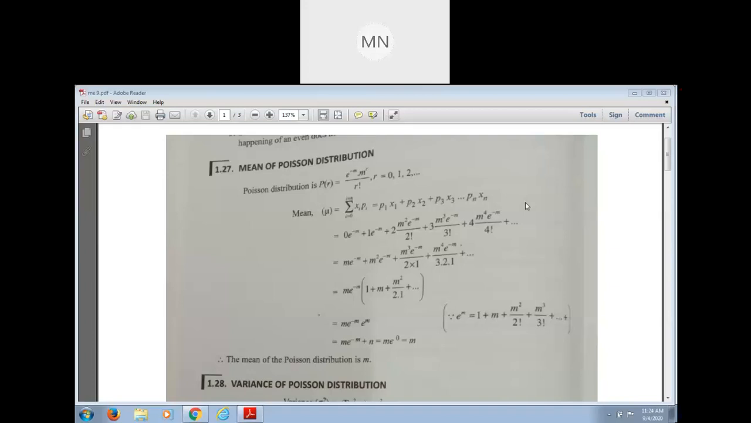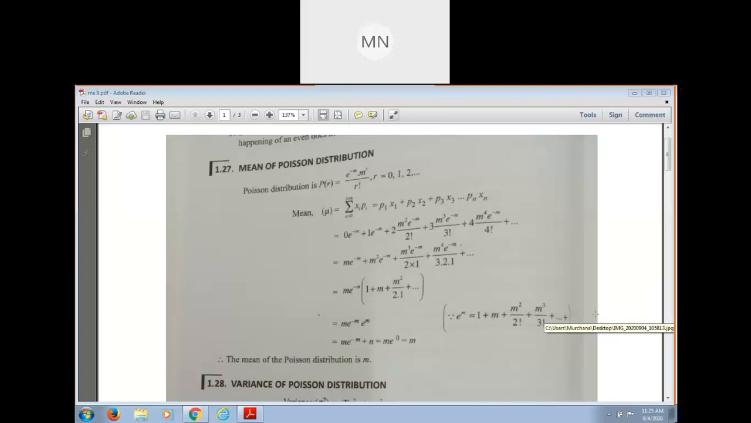Now let me discuss the mean and variance of the Poisson distribution. Mean is the expected value. Therefore, to find the mean, we use the definition of expectation. The PMF of the probability distribution is e to the power minus m, m to the power r, divided by r factorial. Here, mean is the summation of xi into pi.